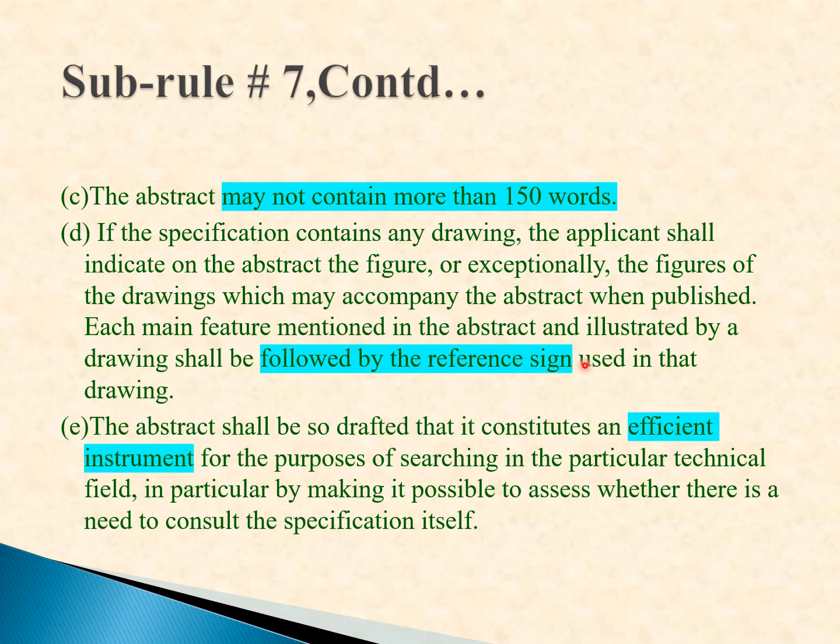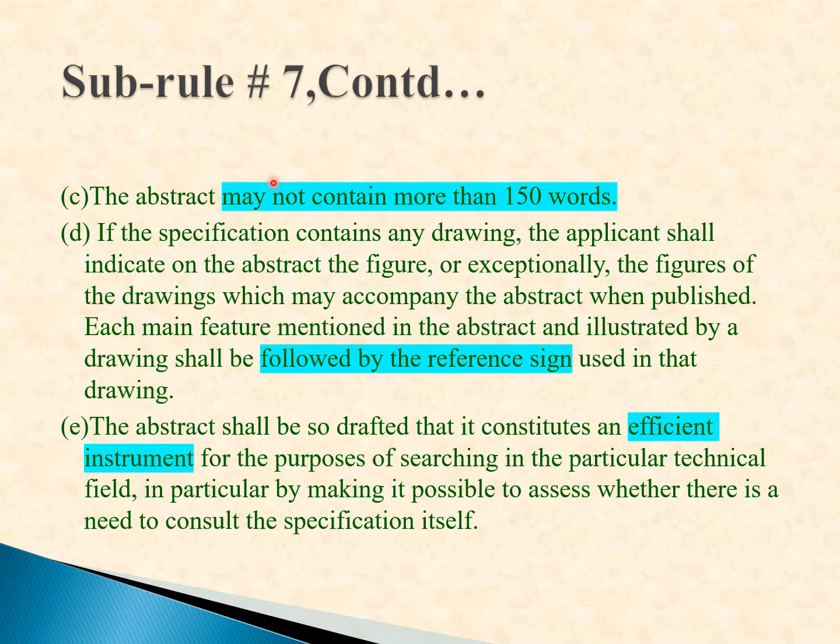clause C. The abstract may not contain more than 150 words. That means the limit to the abstract is 150 words. Okay, just remember this thing, that limit to a title is 15 words and limit to an abstract is 150 words. That means 10 times more than the limit of the title.